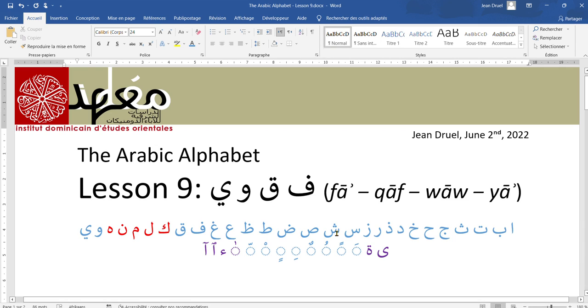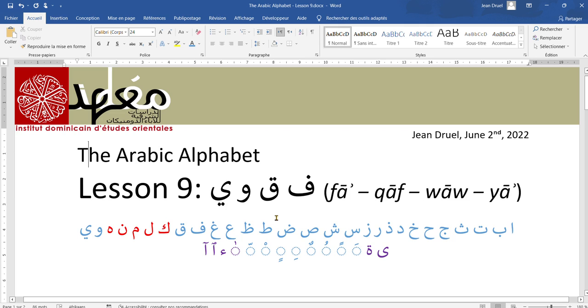The pronunciation of the first one and the last two is quite straightforward. Fa, it's an F, a regular F, fa. Waw is either a W, or it's the long vowel U, and we will see when. The ya is the consonant ya, or it's the long vowel E. The qaf is a bit more tricky to pronounce.